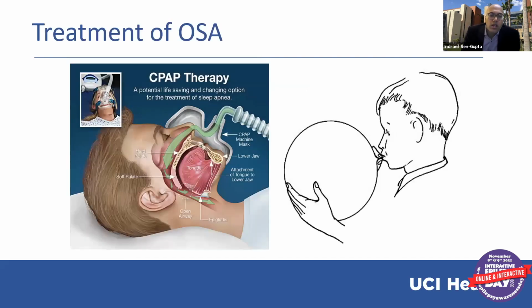Okay. So what is the treatment for obstructive sleep apnea? Many of you have probably heard of something called CPAP. It stands for continuous positive airway pressure. So the way it works is it's a mask that goes over the face and the nose. There's also nasal CPAP as well that goes just over the nose. But the idea is that it prevents the person from taking a complete breath out.